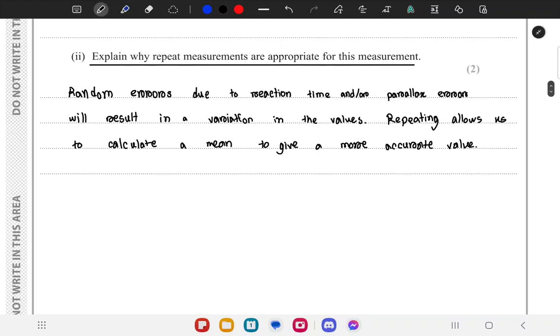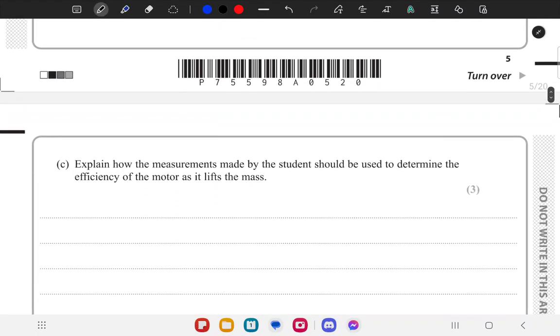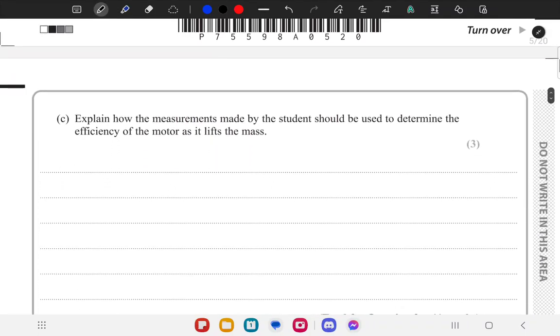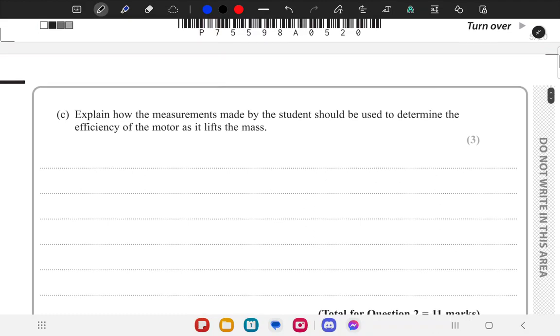So this is how we'd answer this question. Now moving on to part C, we have to explain how the measurements made by the student should be used to determine the efficiency of the motor as it lifts the mass.